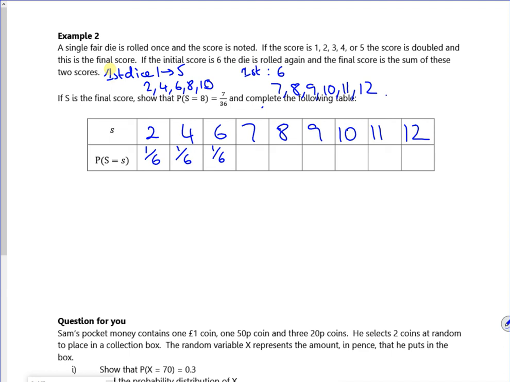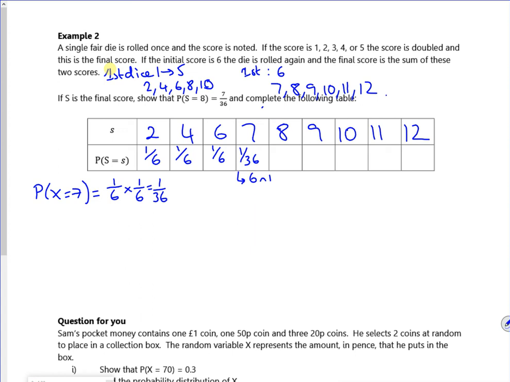Let's think about this then. For the 7, the only way to get a 7 is a 6 and a 1. So for the probability that X equals 7, it would have to be the probability of getting a 6, which is 1 over 6, times the probability of getting a 1, which is 1 over 6. So that would be 1 over 36.